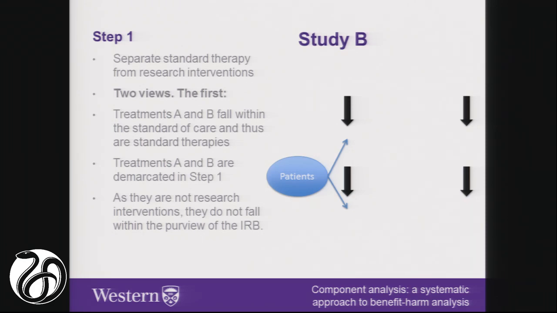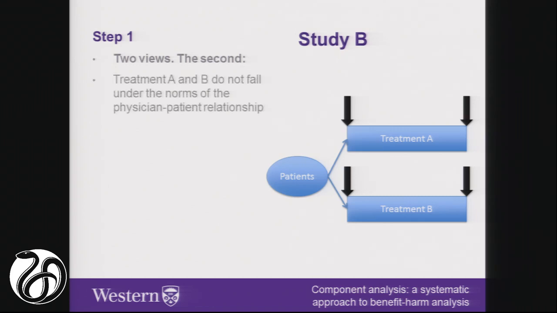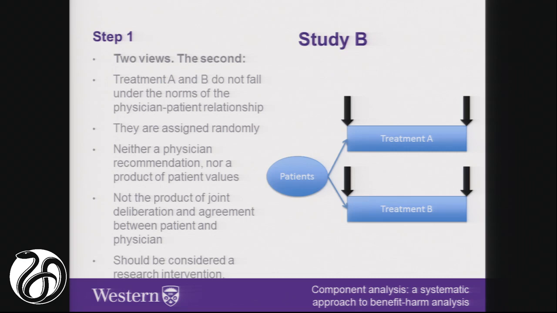There's disagreement about whether this is the right view. So let me present a second view of how to do step 1 with regard to this study. The second view says, no, wait a minute, that's not quite right. Treatment A and B should not be viewed as falling under the norms of the doctor-patient relationship. Why? Because there are morally relevant differences between the setup in study A and the context in study B. Well, what might those morally relevant differences be? Well, these treatments are assigned randomly.